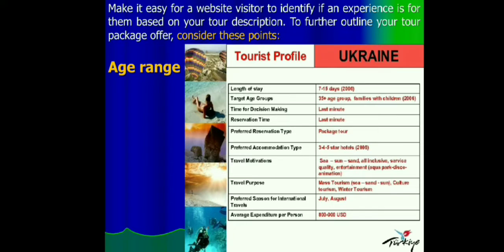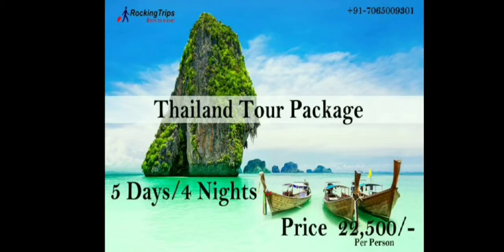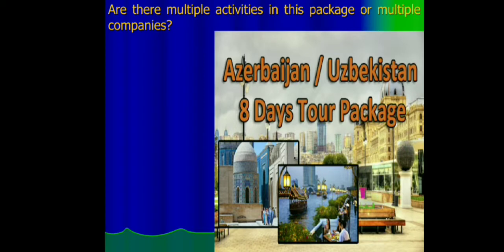The first thing you have to think about when creating a design is the age range. You have to indicate the age of the travelers, maybe children or adults from 35 years and so on. The next one, you have to indicate the price and how many people you are offering it for. Next is accommodation covered. You have to mention accommodation as well.